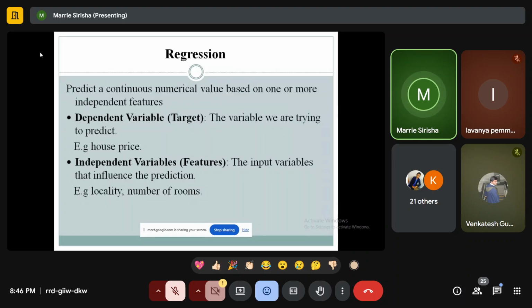And in regression, I said two terminologies are important. One is the dependent variable, that is the target output. Target is nothing but the output. And the second one is the independent variable, that is features. Features you can say are inputs. Okay, these are the two important terminologies. And regression is nothing but predicting a continuous numerical value.